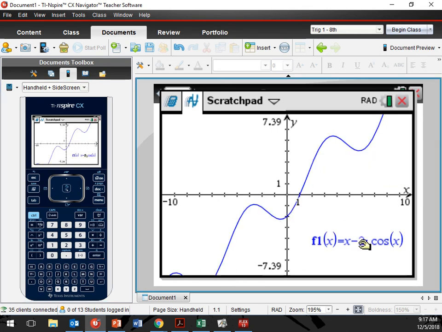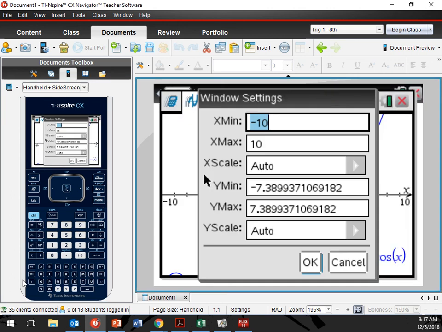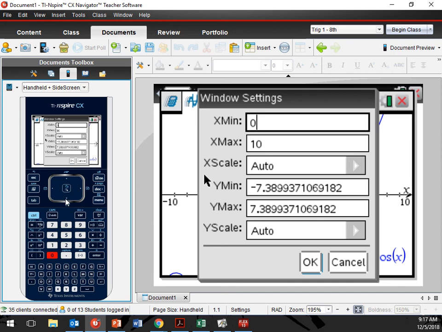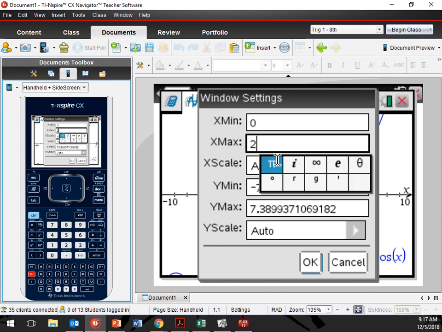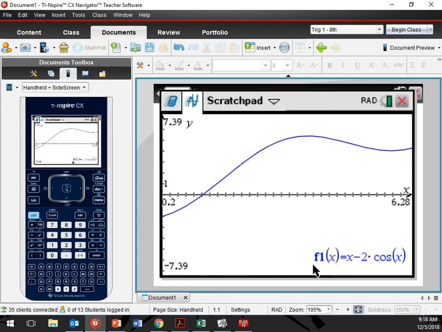There's my function. Let's change our window. Menu, window. What should my window be from? 0 to 2 pi. 2 pi, thank you. Okay. Let's go with that one. There we go.